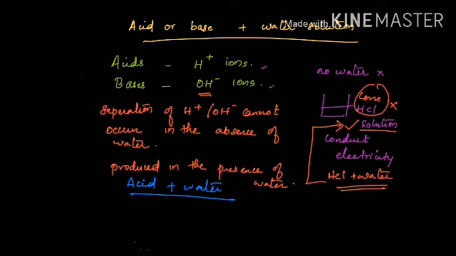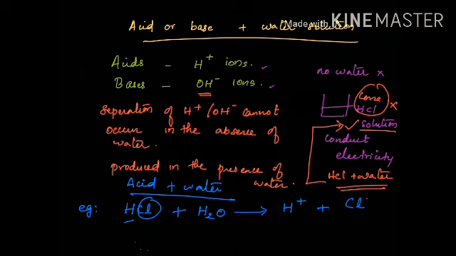What will happen when an acid reacts with the water? For example, I have taken HCl, hydrochloric acid. It is reacting with the water. When it reacts with the water, it will liberate H plus ions. So when the hydrogen is removed, what else is left over here? Cl. So Cl minus will also be formed.